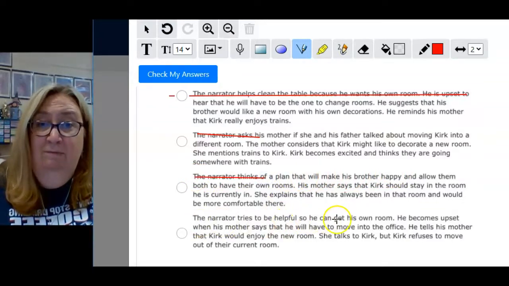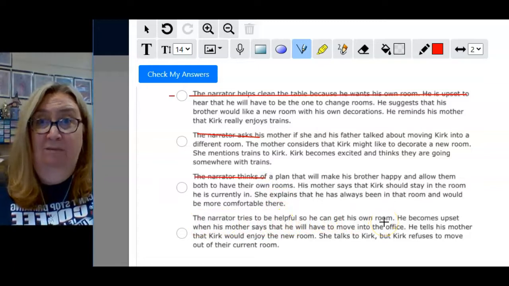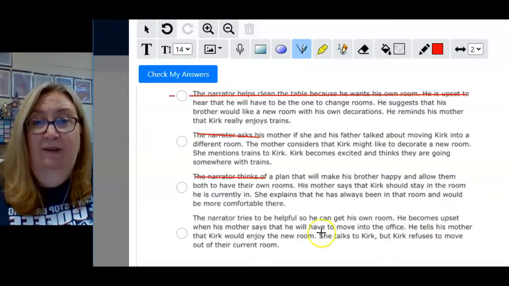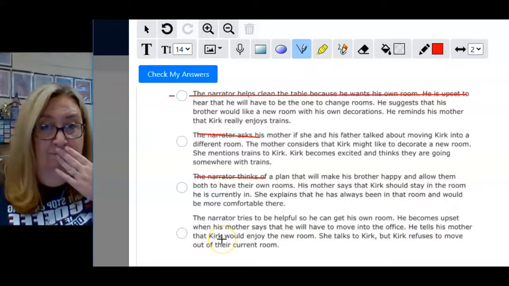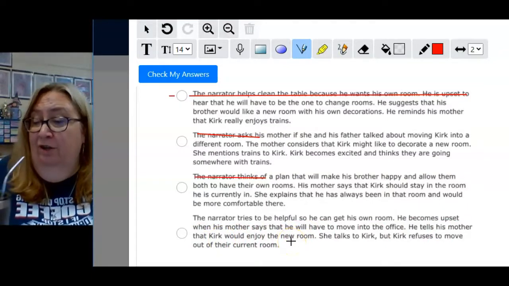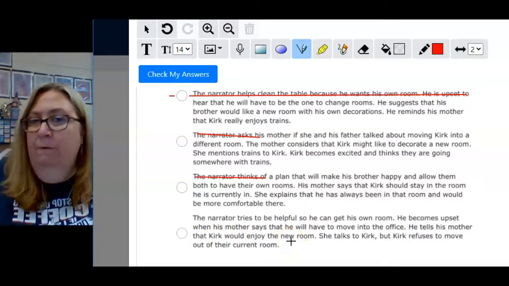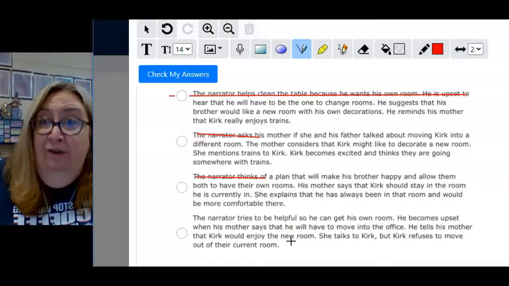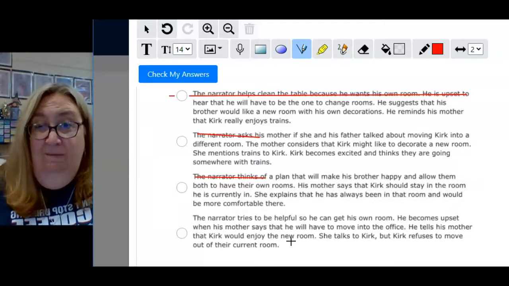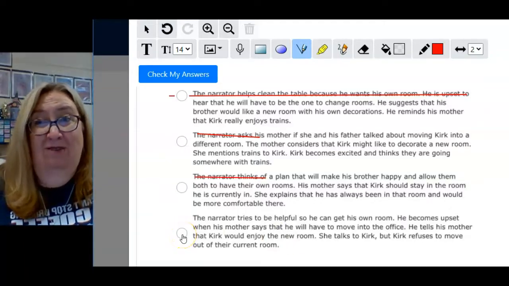The narrator tries to be helpful so he can get his own room. He's talking about being a model son. He becomes upset when his mother says that he will have to move into the office. True. He tells his mother that Kirk would enjoy the new room. She talks to Kirk, but Kirk refuses to move out of their current room. And that's where we left it, where Mom said maybe he'll change his mind. So that's going to be the best answer.